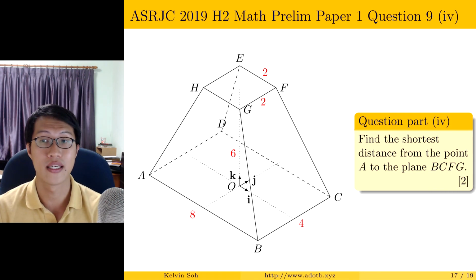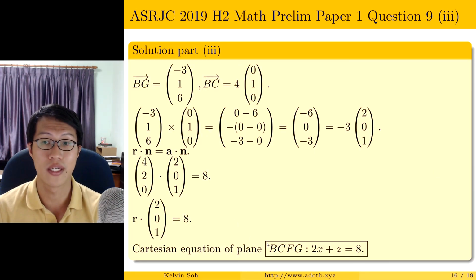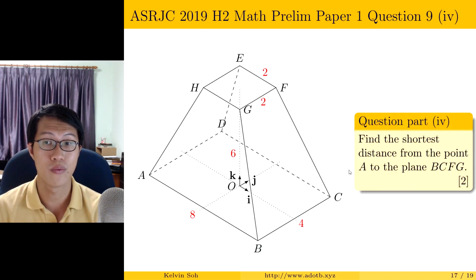Finally, we are asked for the shortest distance for part 4 of the question from the point A to the plane BCFG. So we have just found the equation of BCFG earlier on. In particular, the most important vector is going to be the normal vector 2, 0, 1 over here. So to proceed with this question, we should probably focus on what's the position vector of A. We don't actually need to look at this picture with this weird slanted plane over here and the point A over here. We'll just use this picture to find the position vector of A.